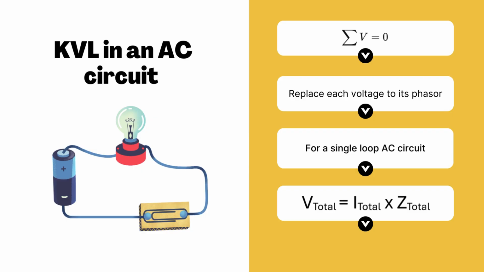KVL in AC circuits means that the alternating voltage in a loop is shared among the circuit elements, which are represented as phasors. Current and voltage in each element are linked by its impedance, the AC version of resistance, which depends on whether it's a resistor, inductor, or capacitor. By adding these phasors and using impedance in place of resistance in Ohm's law, we apply KVL in AC just like in DC, only with complex numbers instead of real ones.